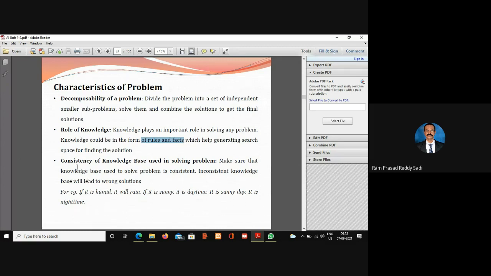And the consistency of the knowledge base used in problem solving. This is one more important problem. See, if the knowledge base is not consistent, what happens? Suppose you have one knowledge base at one state and at another state there is no coordination between the previous knowledge and the next possible knowledge, then you will not have the right solution. If you have inconsistent knowledge, definitely you will not end up with a solution. The solution you get is a wrong solution.